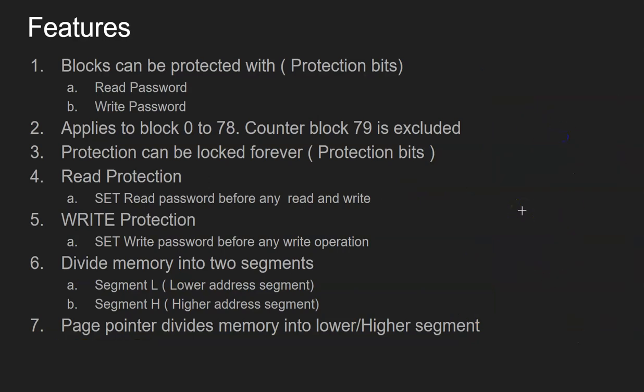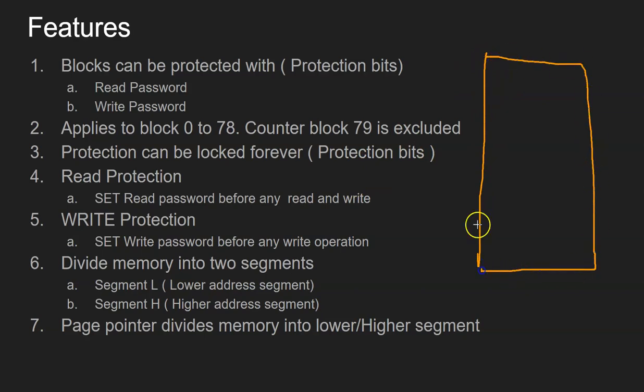Now for a brand new tag, the value of the page pointer is always set to 0. So every block from block address 0 to 78 belongs to the page H, because the page pointer is the one that divides the memory into two parts. Anything from the page pointer value and down is the higher segment. Anything from the page pointer up is a low segment. It's as simple as that.